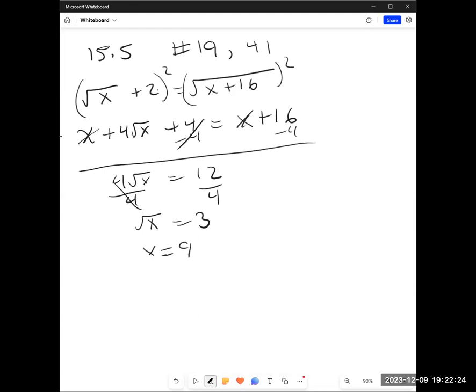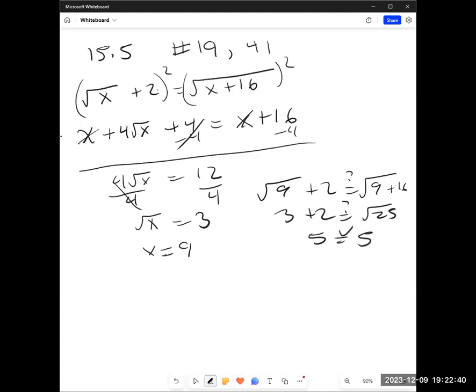Let me check my answer. Square root of 9 plus 2, is that equal to the square root of 9 plus 16? 3 plus 2, is that the same as the root of 25? 5 is definitely equal to 5. So this is a good answer.